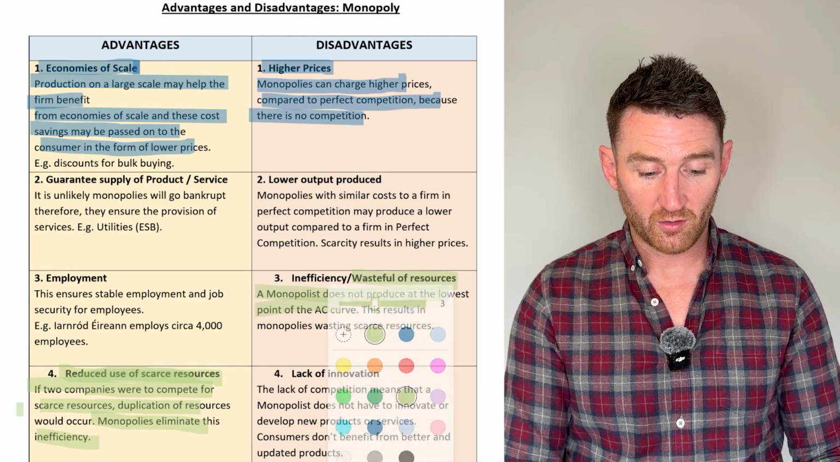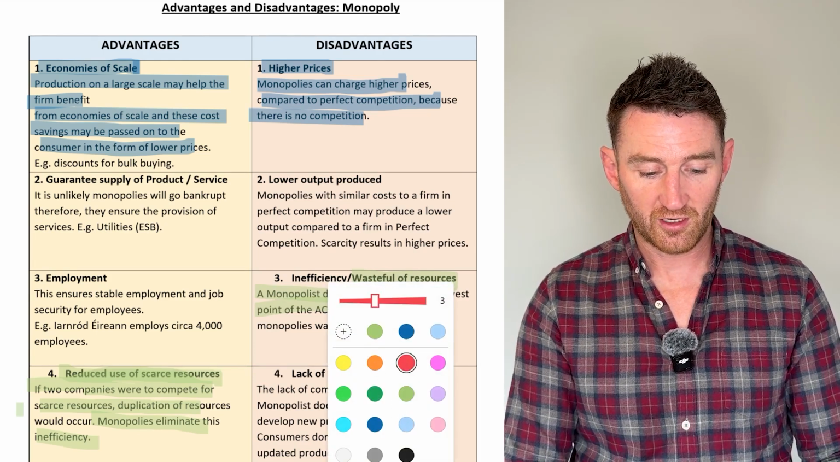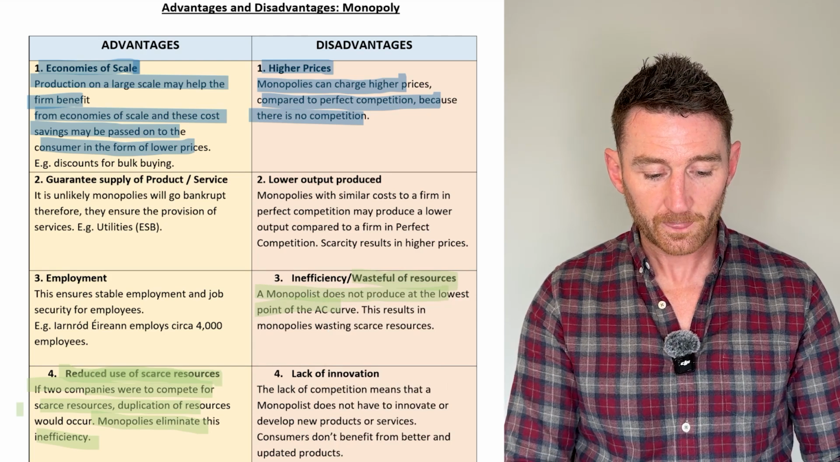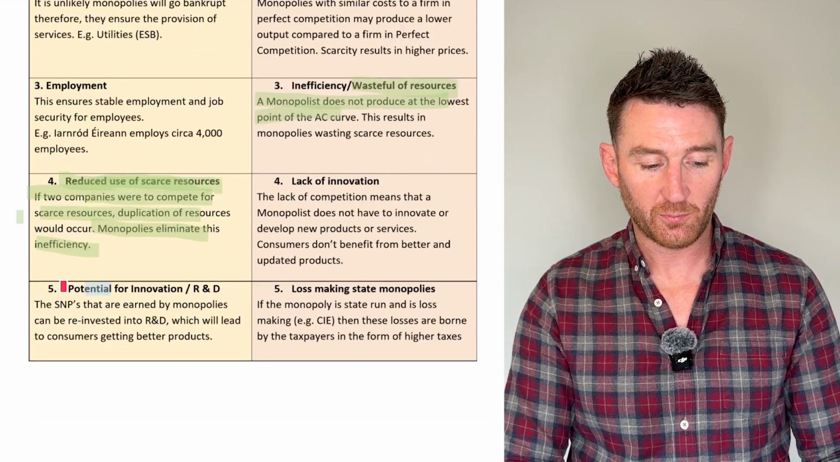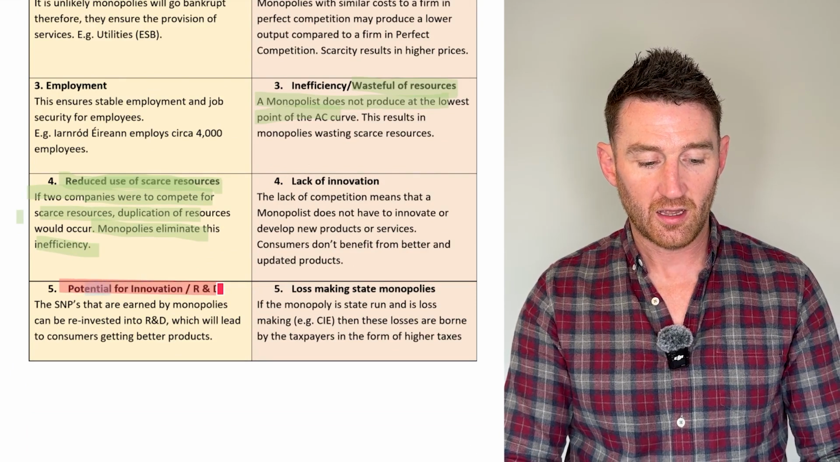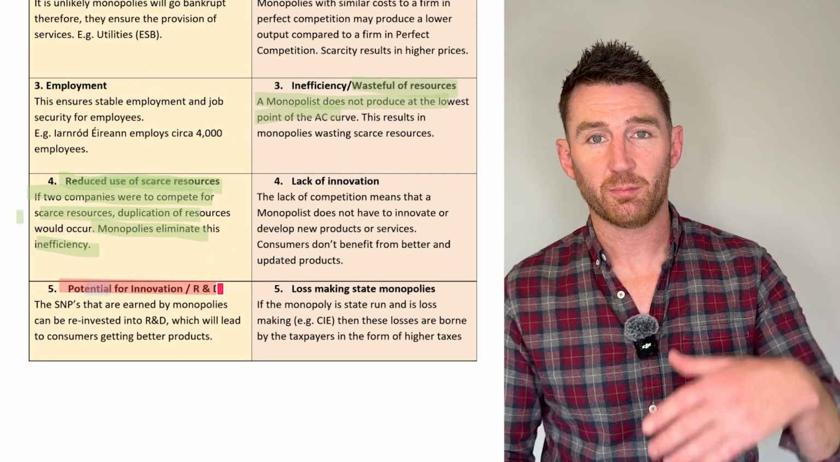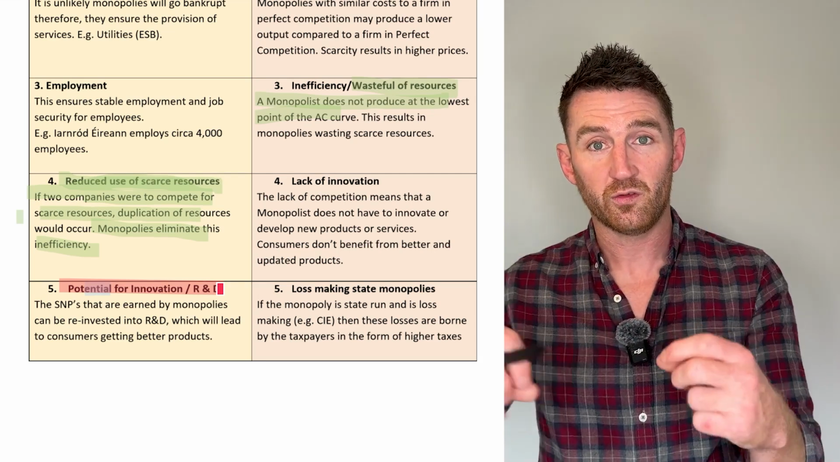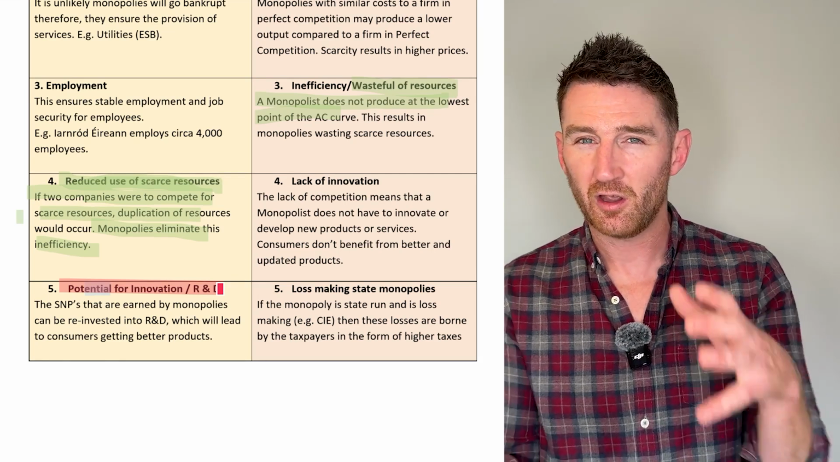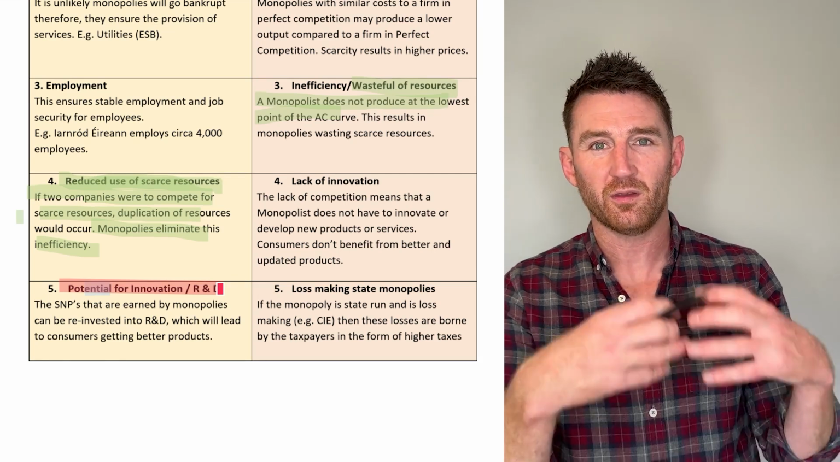Then there is a third point, which is also contradictory. So if you look down here, the last advantage there, it says monopoly has potential for innovation and research and development. And the idea here is that because they make supernormal profits, they have some money that they can actually use to invest in research and development and getting better. These excess funds left over.